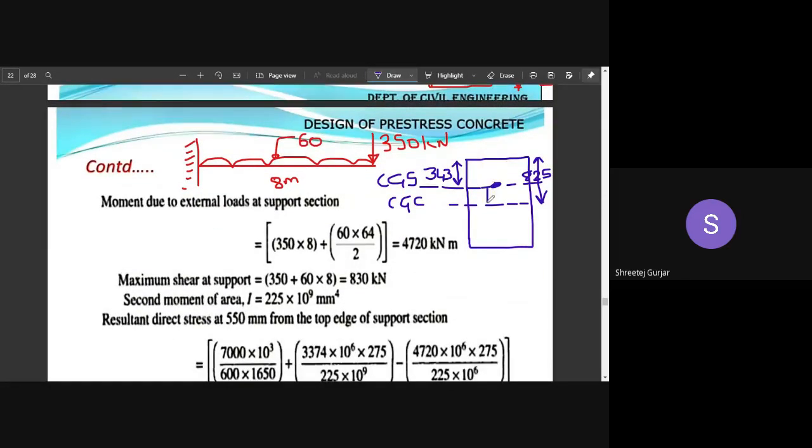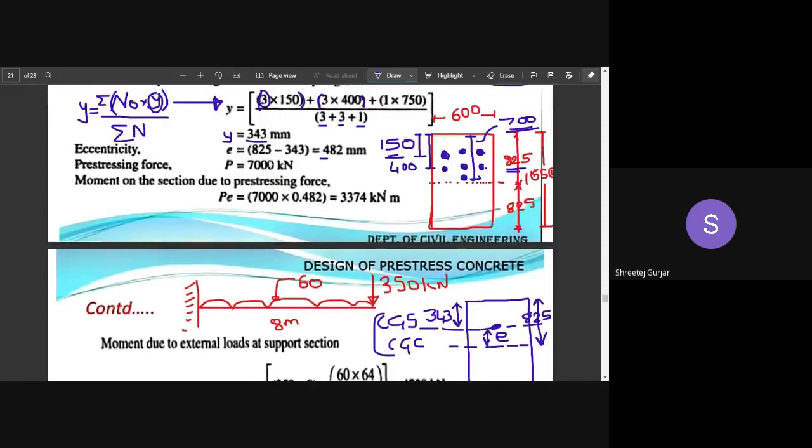Now this is your eccentricity E, the vertical distance between CGS and CGC. So what is E? Can you tell me? Calculate. It is 825 minus 343, that is, this half distance minus this distance. So what is the E value?